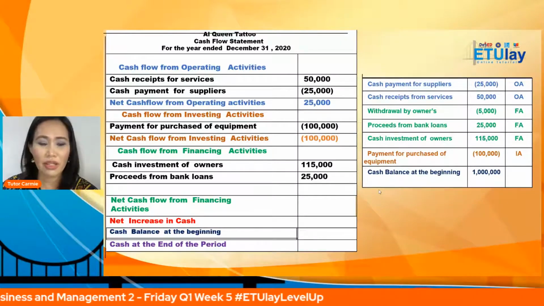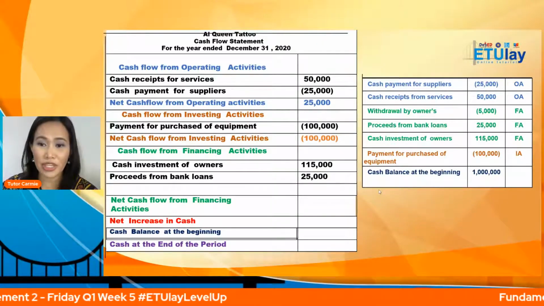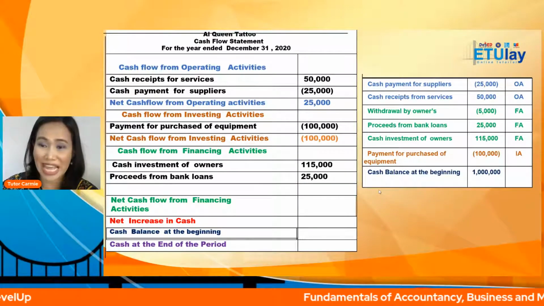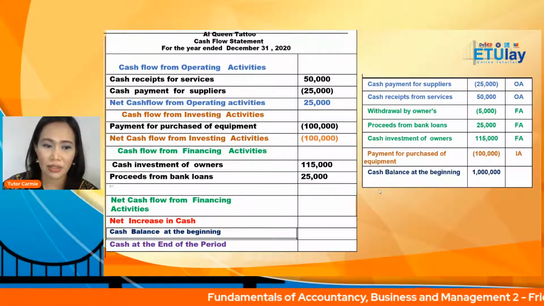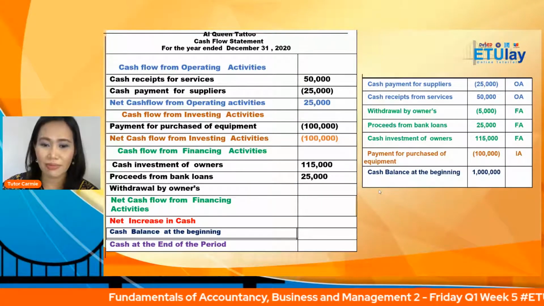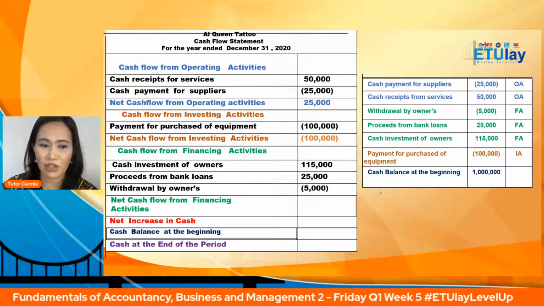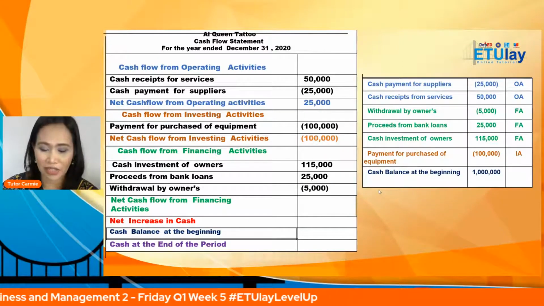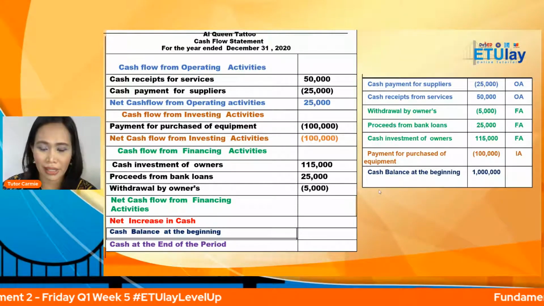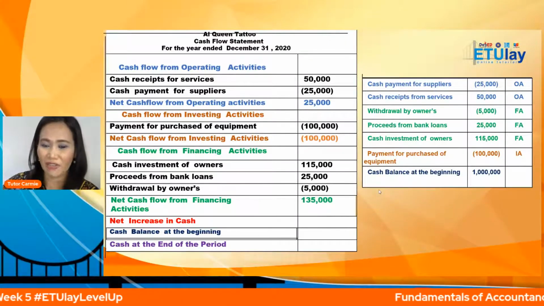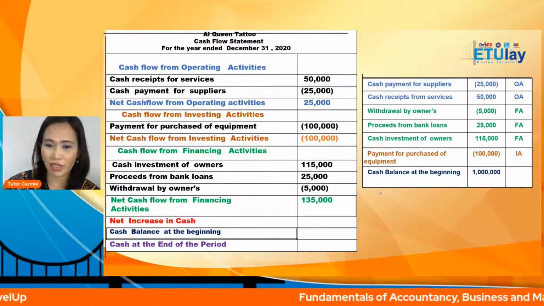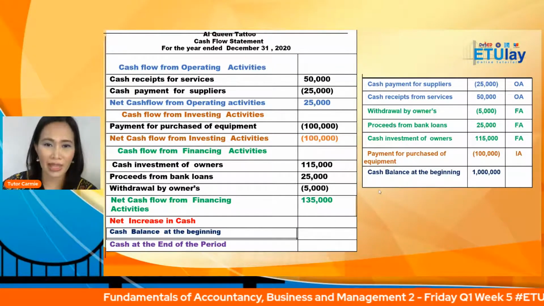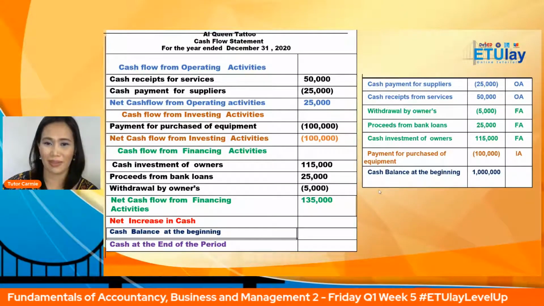Okay, then, of course, meron pong nangyari na withdrawal from our owners. So we have to report that in our financing activities. So how much is that? That is 5,000. How much is the total net cash flow from financing activities? Add lang, minus lang tayo. 135,000. 115,000 plus 25,000 less 5,000, 135,000.